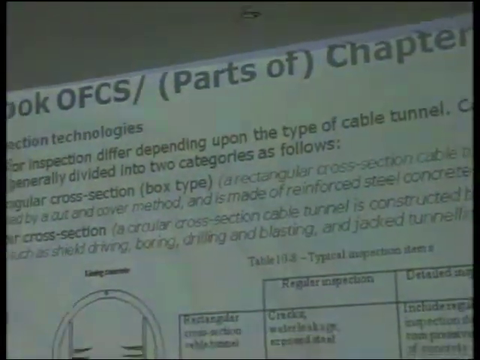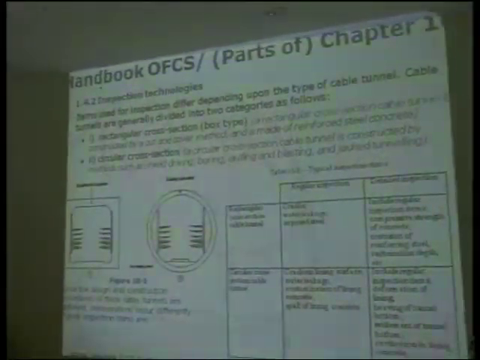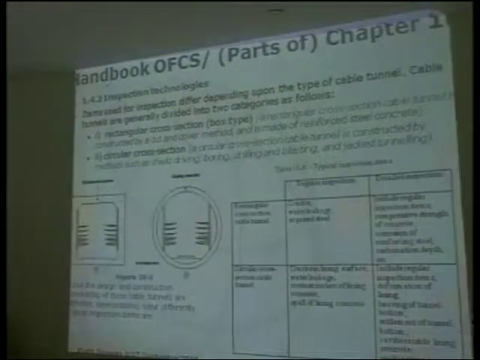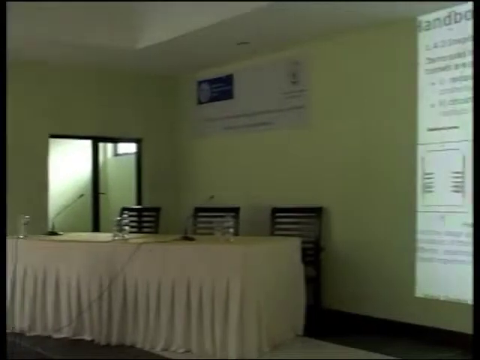The usual abnormalities you can find in the case of a concrete rectangular cross-section cable tunnel are cracks, water leaks, and exposed steel. In the case of the circular cross-section tunnel, they are cracks in the lining surface, water leakage, and contamination or deterioration of the lining concrete in the span of the lining concrete.